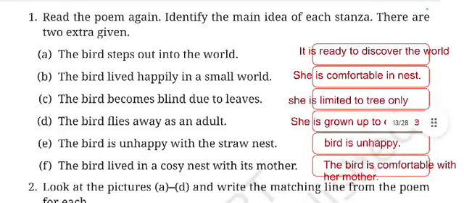The bird lived happily in a small world. She is comfortable in the nest. The bird becomes blind due to leaves. She is limited to the tree only. The bird flies away as an adult.